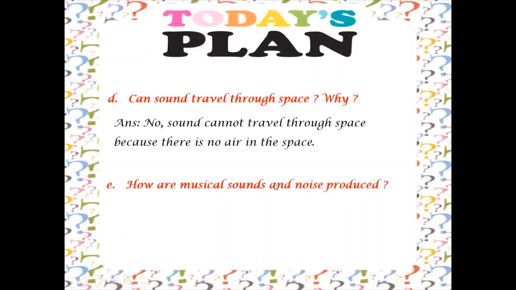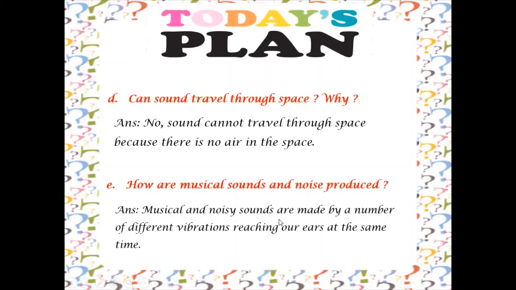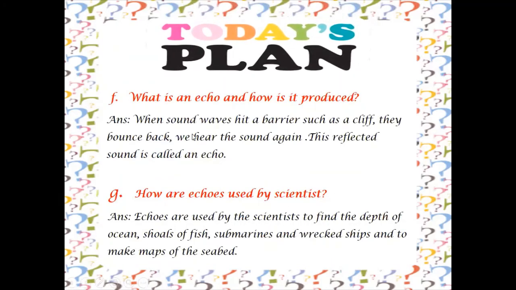How are musical sounds and noise produced? Students, musical and noisy sounds are made by a number of different vibrations reaching our ears at the same time. Part F. What is an echo and how is it produced? When sound waves hit a barrier such as a cliff, they bounce back. We hear the sound again. This reflected sound is called an echo.